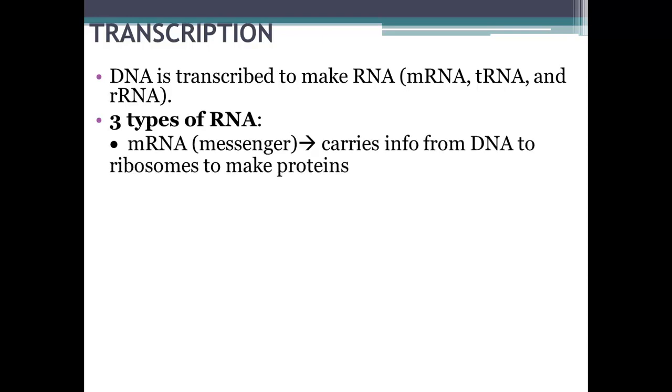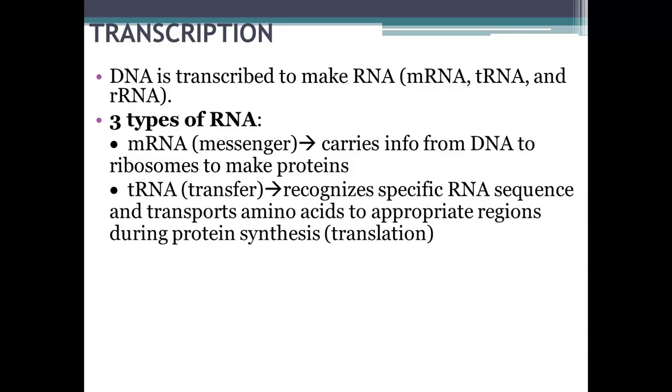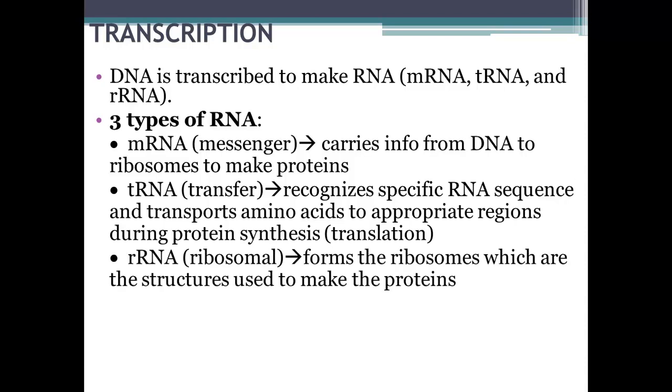mRNA is messenger RNA. It carries information from the DNA to the ribosomes to make proteins. tRNA is transfer RNA. It recognizes specific RNA sequences and transports the amino acids to appropriate regions during protein synthesis. It helps out during translation. rRNA is ribosomal RNA. It forms the ribosomes, which are the structures used to make the proteins.